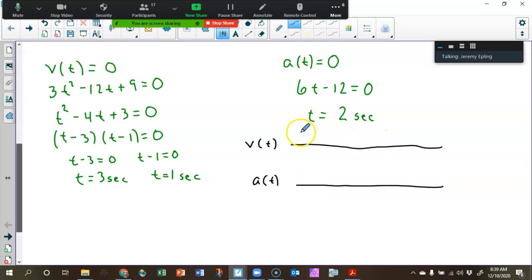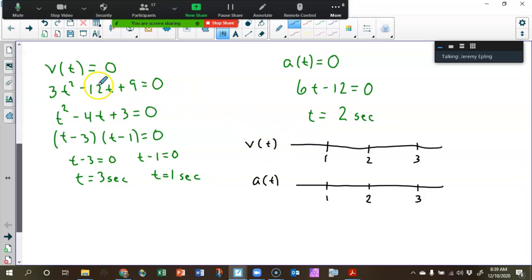I do want to label those, and I'm really only interested in a few values on my sign chart: 1 second, 2 seconds, and 3 seconds. So I'm not going to put 0 and -1 and -2 and 4, and I'm just going to deal with the parts I'm interested in. Now, how you fill out this sign chart is completely up to you.